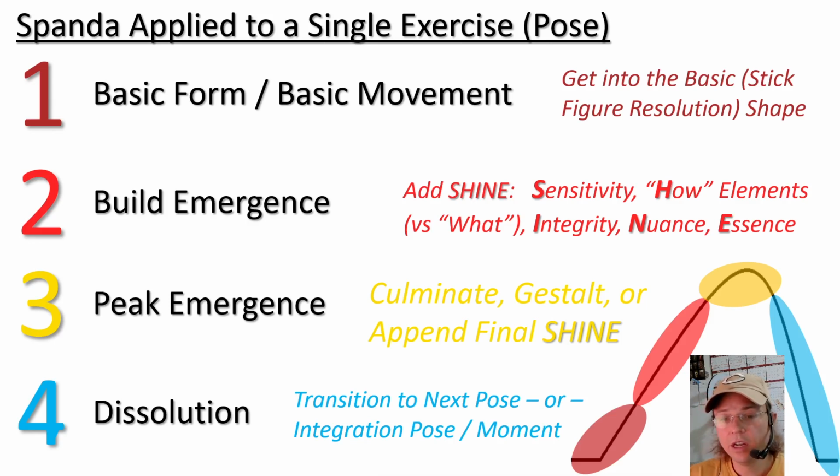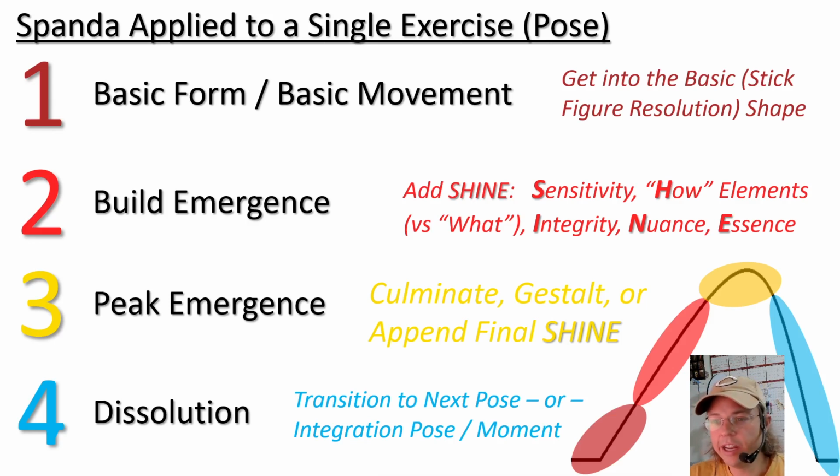And then this Spanda wave is going to peak at some point, and this is where we get to a culmination, a gestalt, or append some final shine. Now, 2 and 3 are different parts of this wave. Both of them involve bringing these shine elements to the pose, right? Bringing some kind of life that's not simply the shape to the pose.